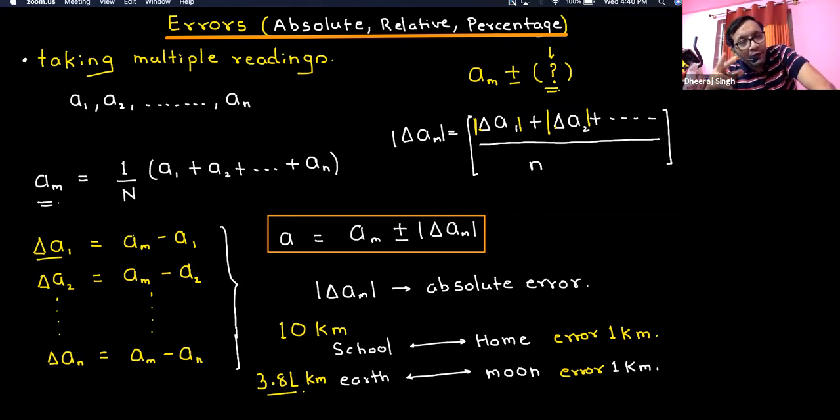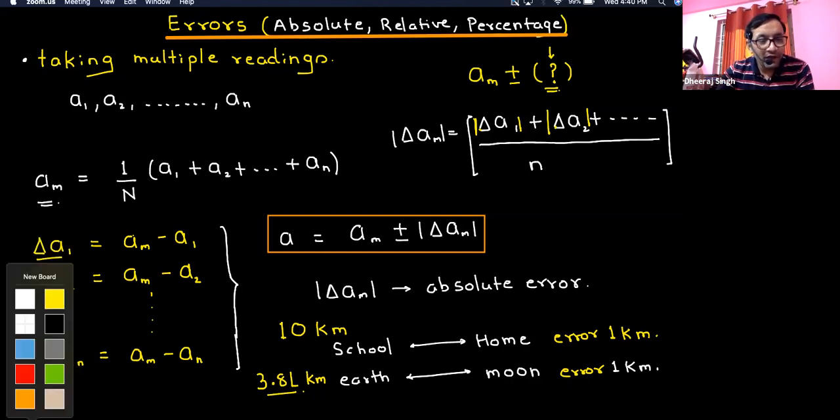When we are comparing two readings, you do not compare their absolute errors. It is like, for example, one person has written a board exam, another person has written JEE Advanced, and both are comparing their absolute marks, which is useless. You can't compare 1 kilometer of error in 10 km with 1 kilometer error in 3.8 lakh kilometers. So when you compare two readings, you don't compare the absolute error, you compare the relative error. Fine.